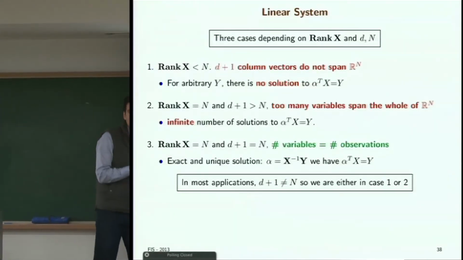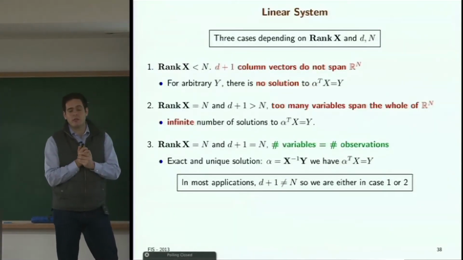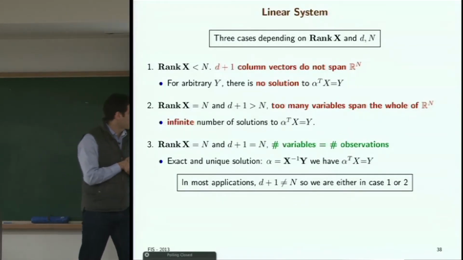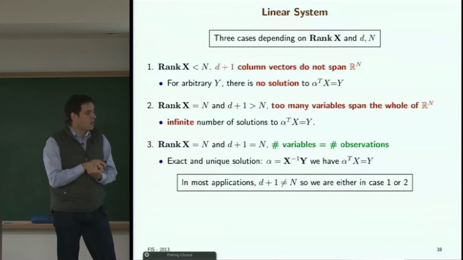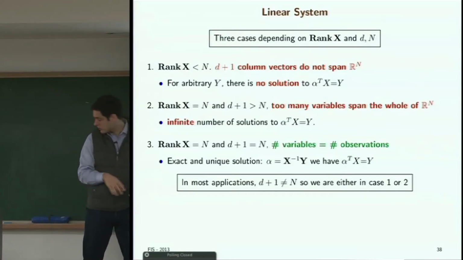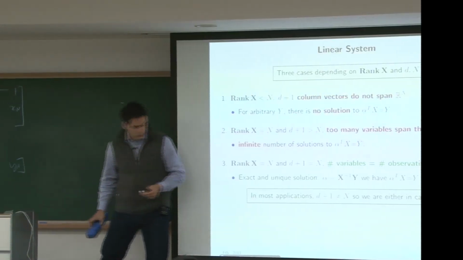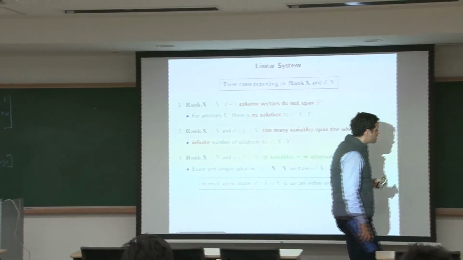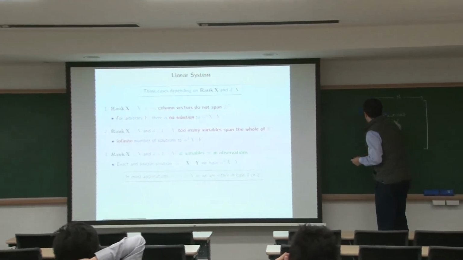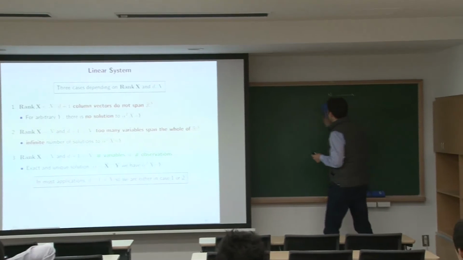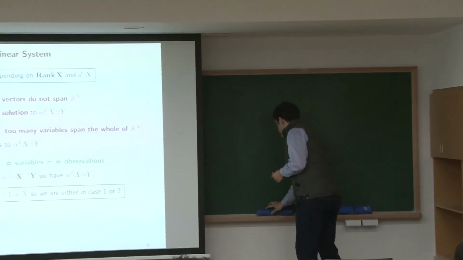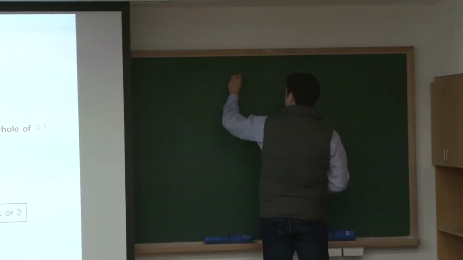So what happens? What can happen, and what can go wrong or go well? Suppose that the rank of X is smaller than n. Okay? So the d plus 1 columns, so let me just write this out. This is all you need to know actually to understand what happens in regression and why it can go wrong.